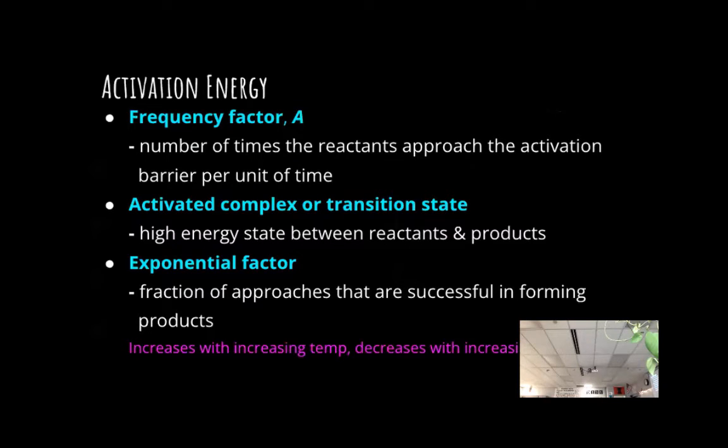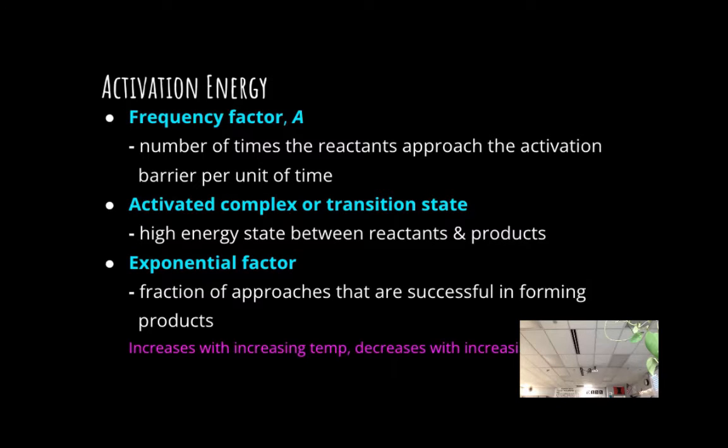A couple other things we can look at are the frequency factor and the exponential factor. So the frequency factor is how many times those reactants try to get up that hill. And then the exponential factor is how many of those approaches, or a fraction of those approaches, are actually successful. So you won't have to really do anything with those two terms because we're not going to use the form of the equation that includes those. But if you were, those values would have to be given.